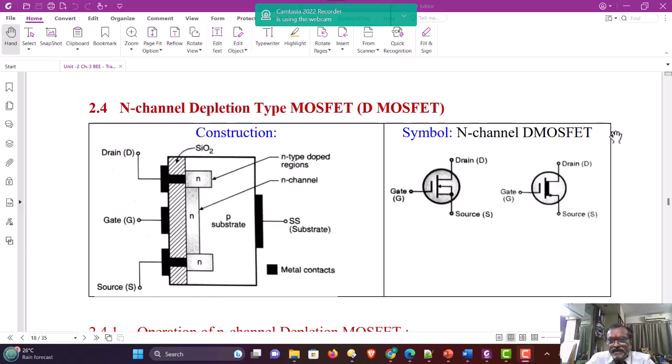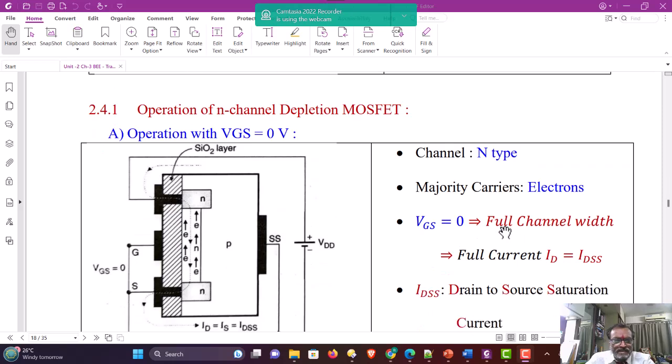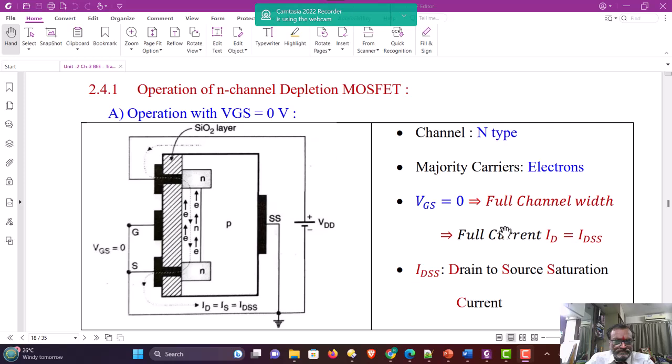The symbol of N-channel D-MOSFET, depletion MOSFET, is shown here. Gate, drain and source terminals. Another symbol, also quite popular for the same D-MOSFET, is shown. So both the symbols can be alternatively used in practice. Now let us see how N-channel depletion MOSFET works.